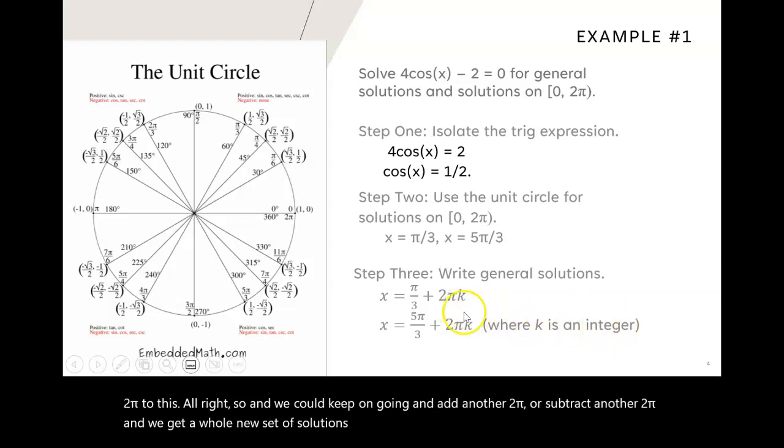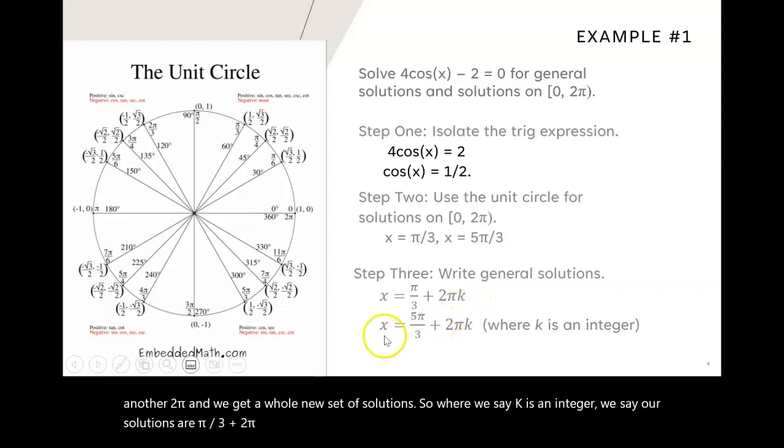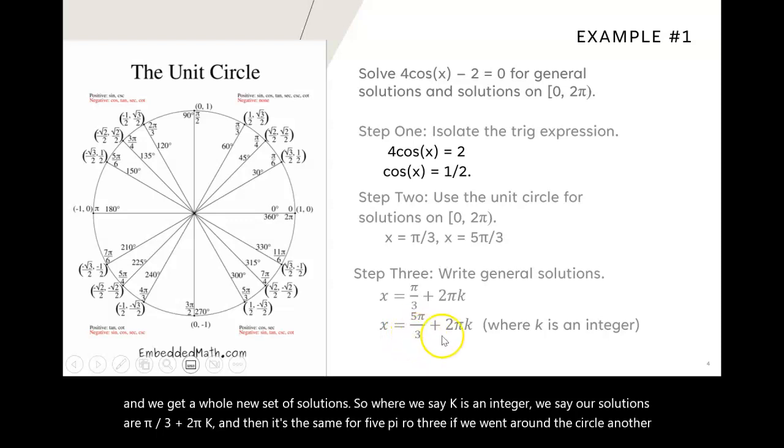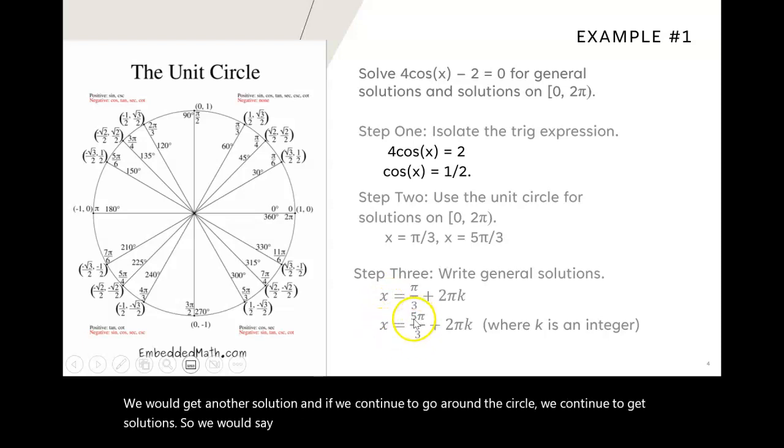So where we say k is an integer, we say that our solutions are pi over 3 plus 2 pi k. And then it's the same for 5 pi over 3. If we went around the circle another time, we would get another solution. And if we continue to go around the circle, we continue to get solutions. So we would say our second set of solutions is 5 pi over 3 plus 2 pi k.